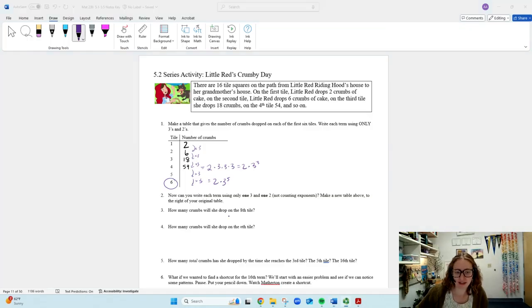So on the 8th tile, I will have started at 2 and I will multiply by 3, 1 less than that, so 7 times. And then we develop this pattern: 2 times 3 to the n minus 1, because it's just 1 less.